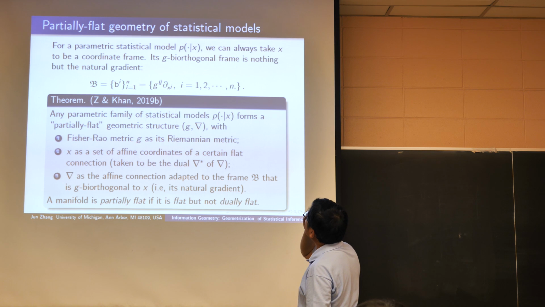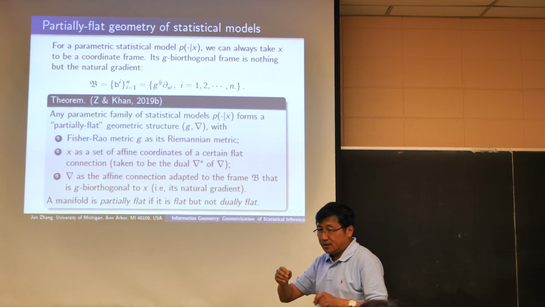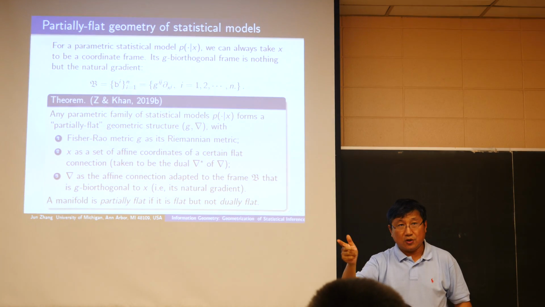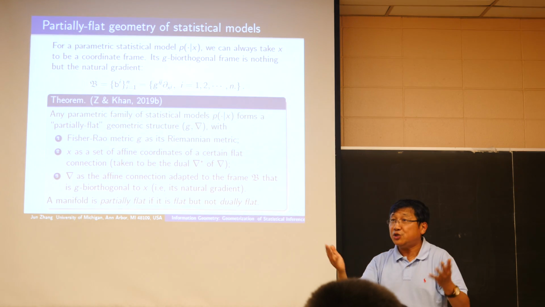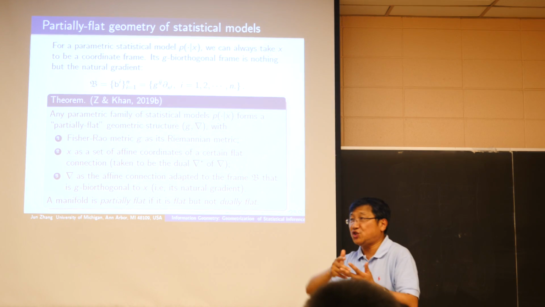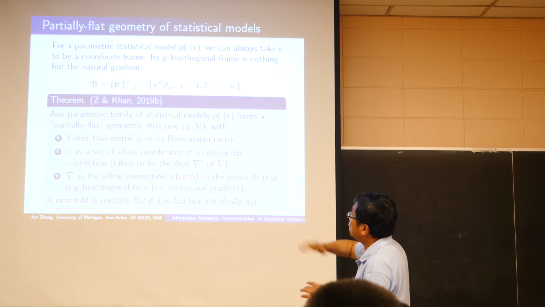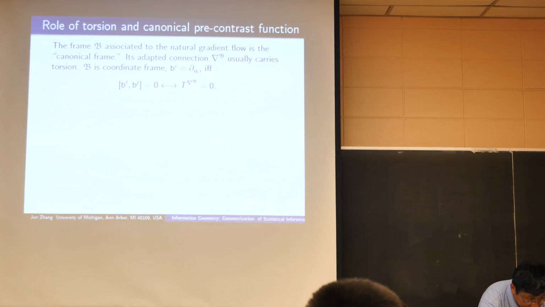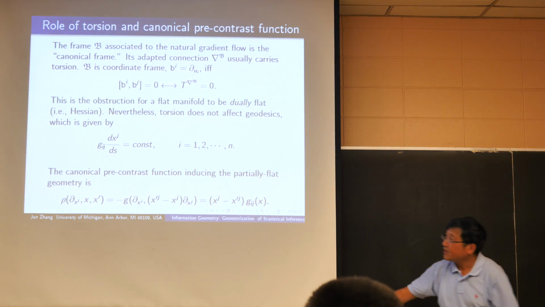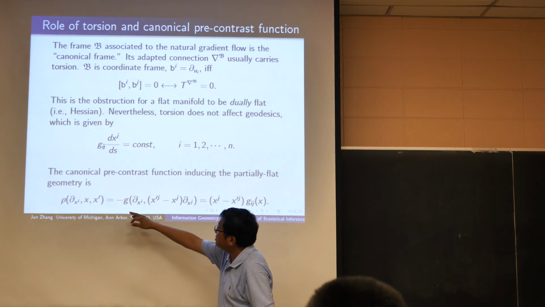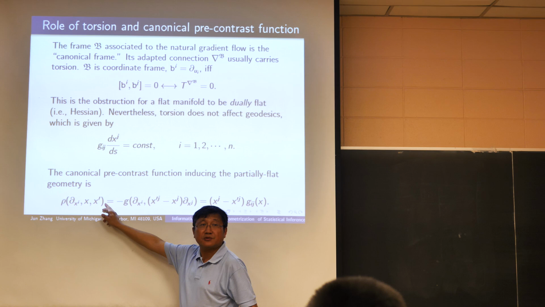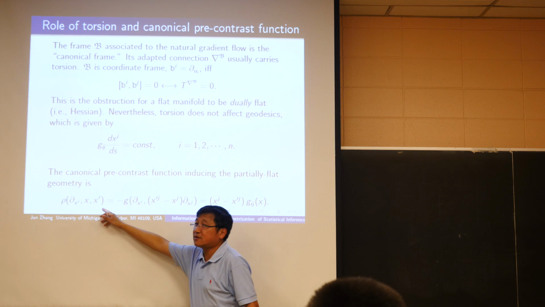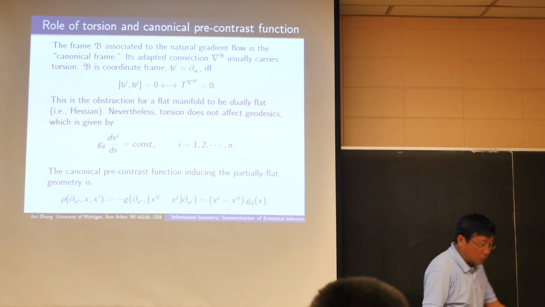The partially flat geometry essentially gives rise to the fact that the non-coordinate frame that we derive is nothing but the natural gradient flow. The natural gradient flow, which is commonly used in machine learning, and why it's so powerful, is actually just the conjugate connection with respect to the coordinates that you have. We prove some results on that, and we give a canonical partially flat, so-called pre-contrast or pre-divergence function. From this function, we can induce a kind of geometry. And we hope this function will be useful for machine learning because it generalizes the divergence function.